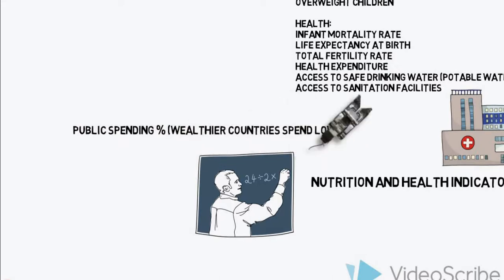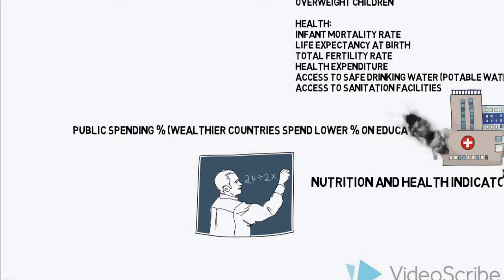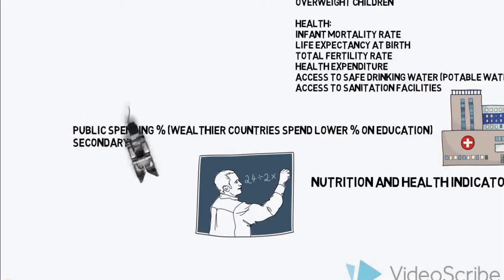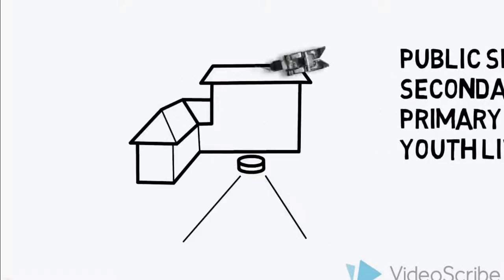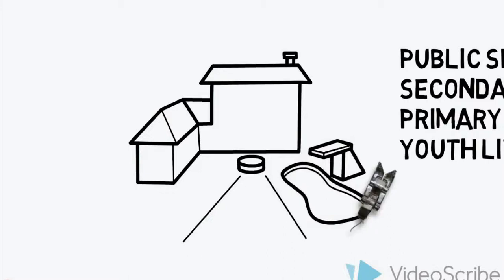Public spending percentage. Wealthier countries usually spend a lower percentage on education. Secondary enrollment percentage. This shows the percentage of the designated age group attending secondary education. Primary completion and youth literacy were the last two.